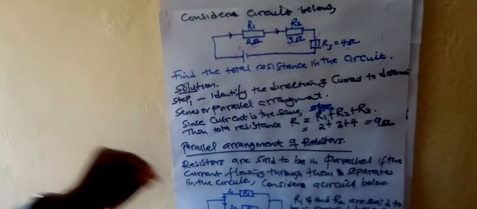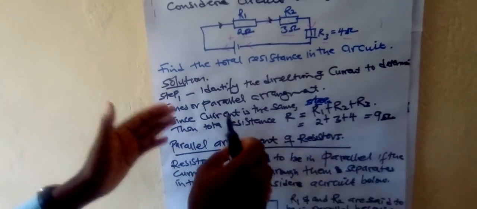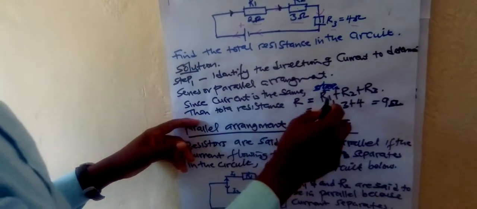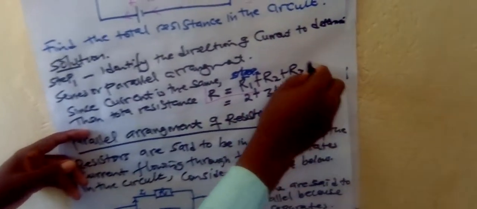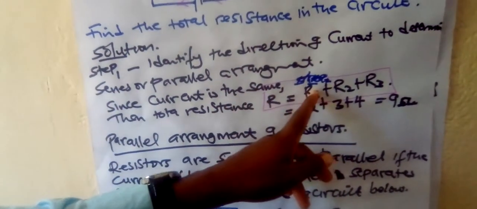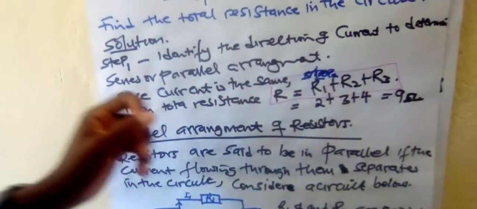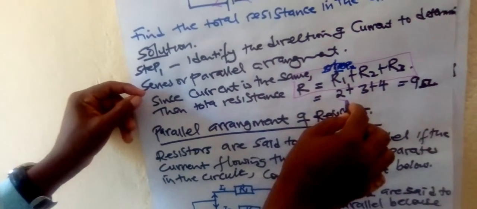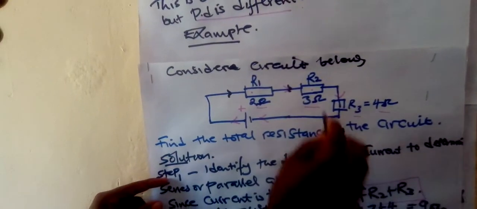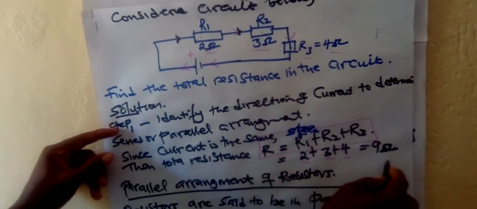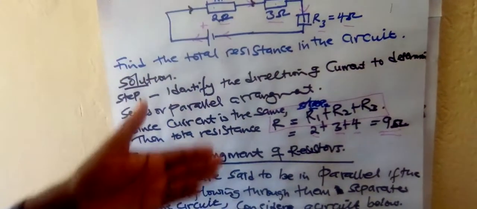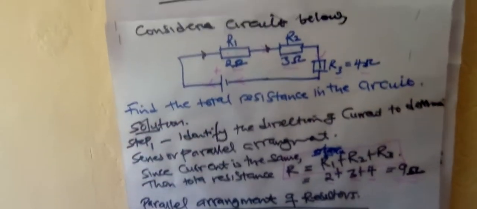We'll go back to the formula of how we get the total resistance in a series. We say total resistance in series is just a summation of R1, R2, R3. So we put 2 for R1, put 3 for R2, put 4 for R3. Add them up, we get 9 ohms. As simple as that. So when you are given resistors in series, add them up, get the total resistance.